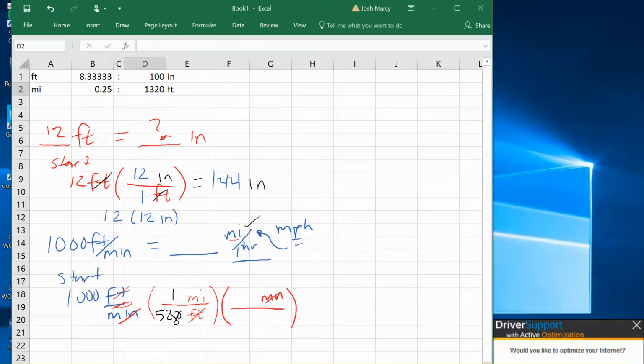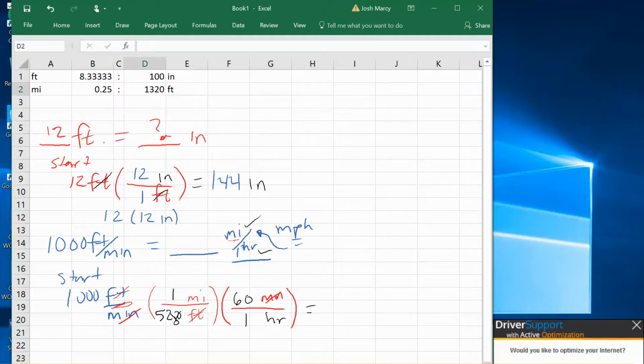So I want minutes to cancel. Because it's in the denominator, I need to put minutes in the numerator so that that unit cancels. Notice I want hours in the denominator here. Well, I know how many minutes are in an hour, so we can do that. Our minutes are gone, minutes canceled. I have hours in the denominator. 60 minutes for every 1 hour.